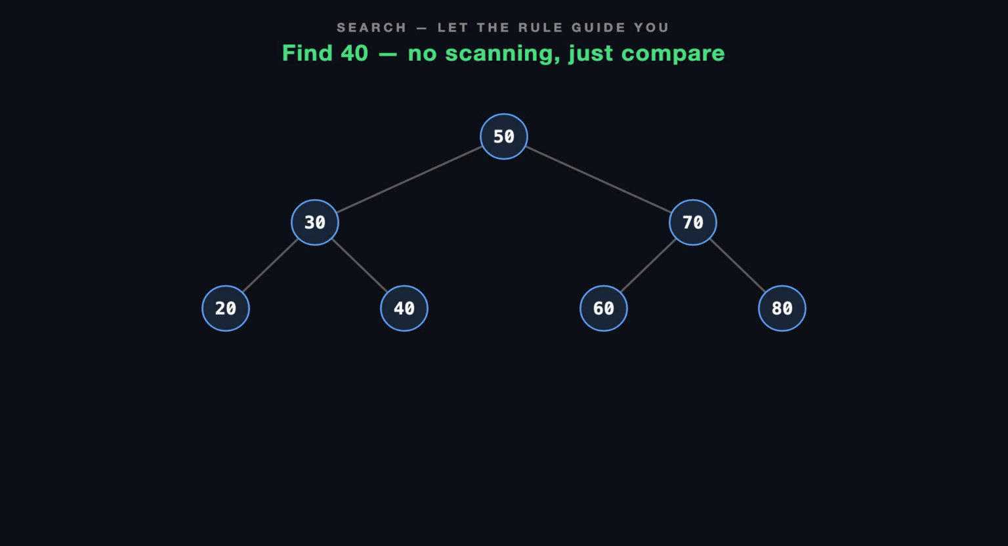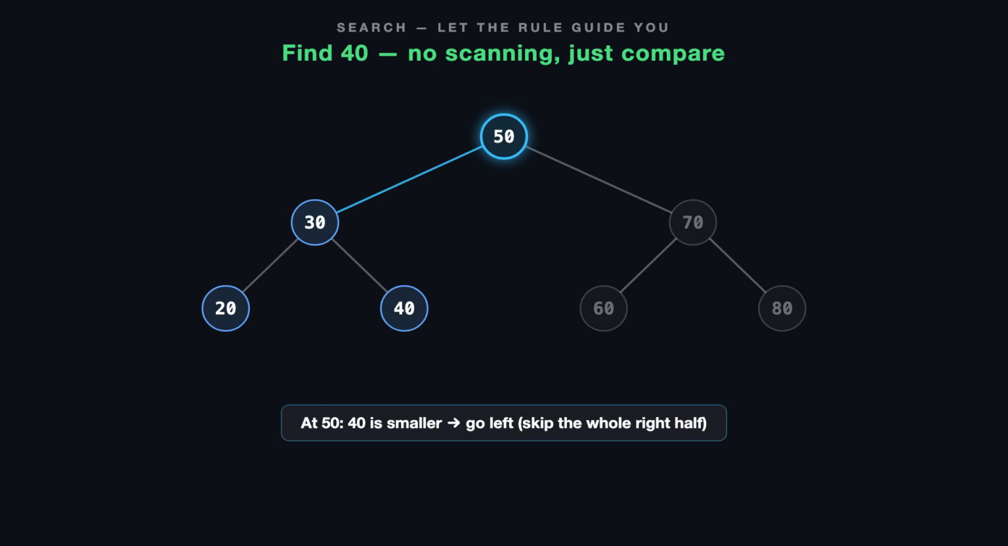Now the payoff. Searching. Let us find 40. We do not scan every node. We start at the root and let the rule guide us. At 50. 40 is smaller, so we go left, and ignore the entire right half of the tree in one move. At 30. 40 is bigger, so we go right. And there it is. 40. Found in 3 comparisons. This is the same idea as binary search on a sorted array.